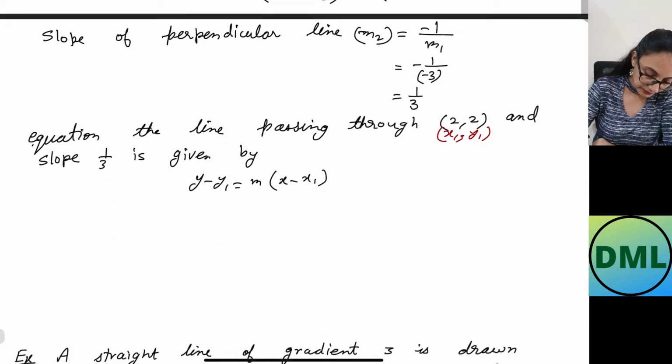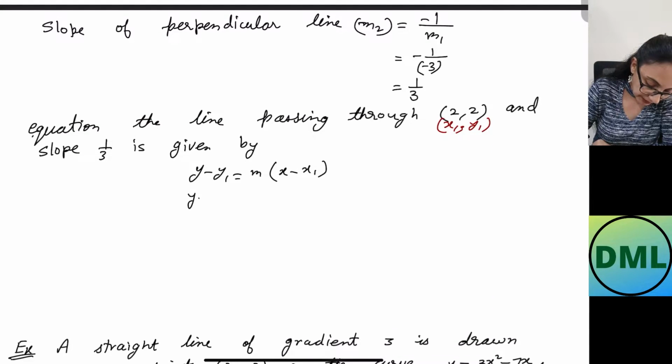Let's substitute the values here. It will be y minus y1, y1 is 2, that is equal to m, m is equal to 1 over 3, x minus x1 is 2.